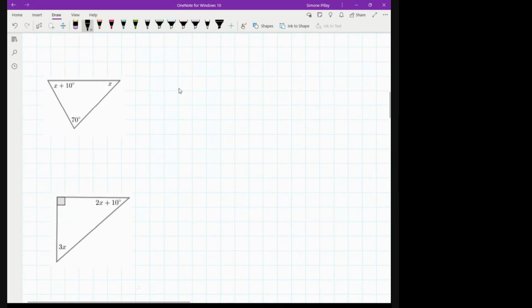Okay, so what I'm going to say is x plus 10 plus x plus 70 is equal to 180. The reason is sum of angles in a triangle. Afterwards, I'm going to add up my like terms, so I'll get 2x, no, 2x plus 80 is equal to 180. And then afterwards, I'll say x is equal to 180 minus 80. Okay, hold on a second.